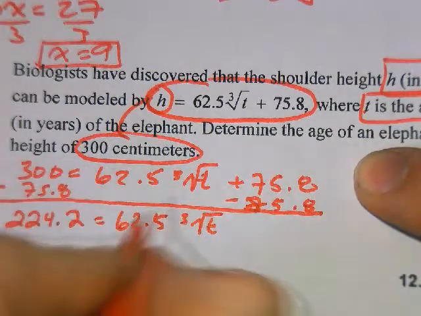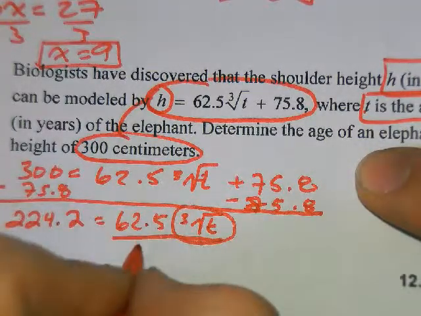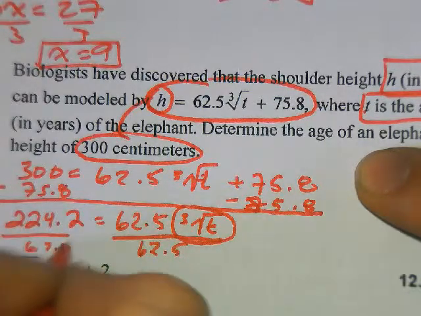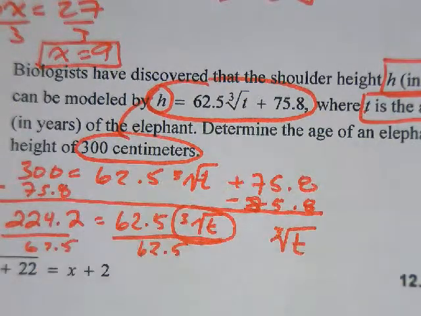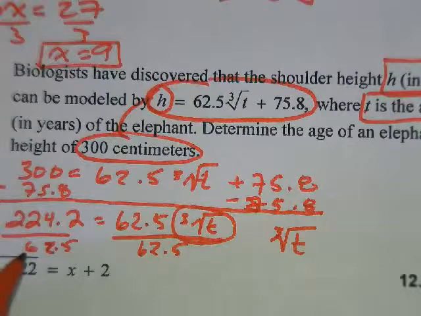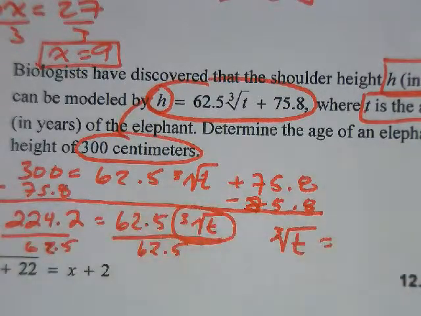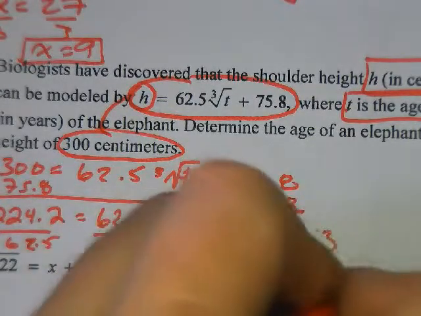Just like in number 5, the next thing you need to do to isolate this cube root is to divide by 62.5. So you get that the cube root of t is 224.2 divided by 62.5. That equals 3.587.